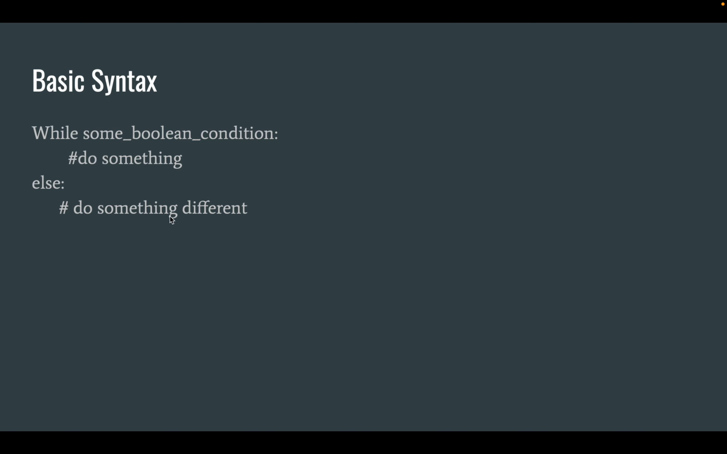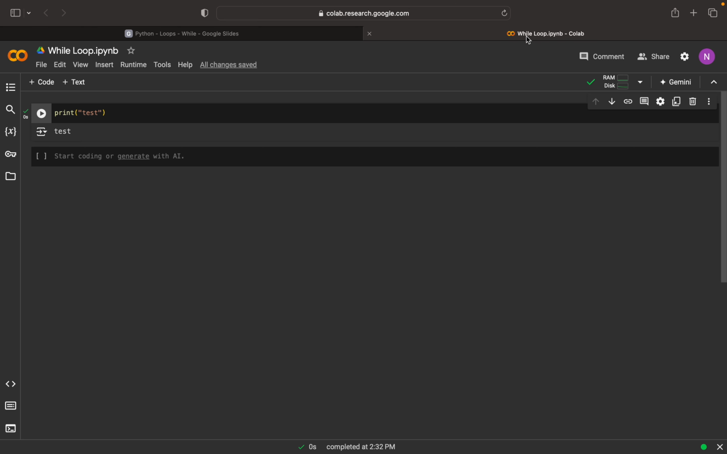We can look into its basic syntax. So while some condition, okay, so this is the while, and some boolean condition is true, then it will do something here, okay, and when it fails, it will execute the else condition. Okay, so this is the basic syntax for a while loop. So we can do some coding, then we can understand more about it.